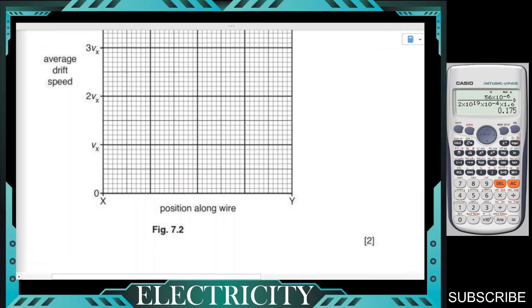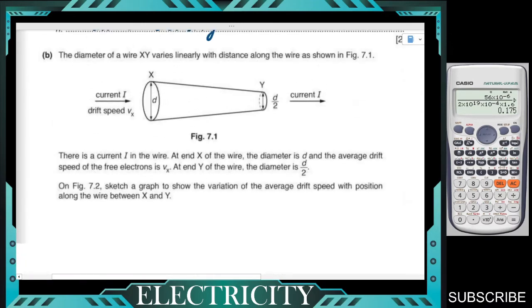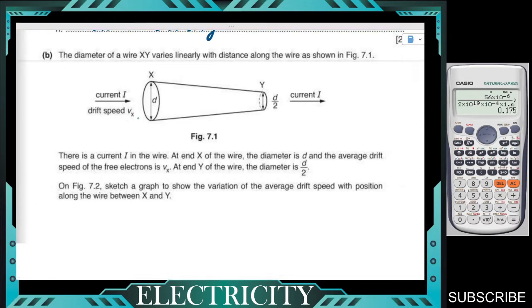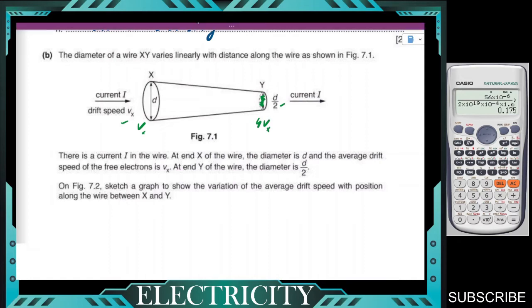Sorry, not 2, rather you have to choose at least 3 points. So I'm going to go through this one quite quickly. For example, the drift speed at the end X is Vx, where the diameter is D. If the diameter is decreased by a factor of 2, the drift speed would be increased by the square of that factor. So the square of 2 is 4, and the new drift speed at point 5 would be 4x.